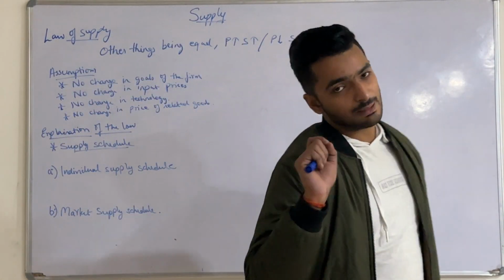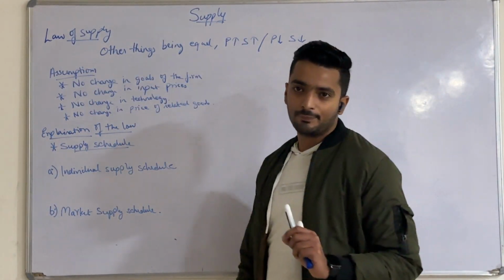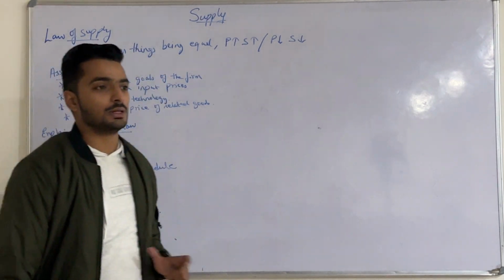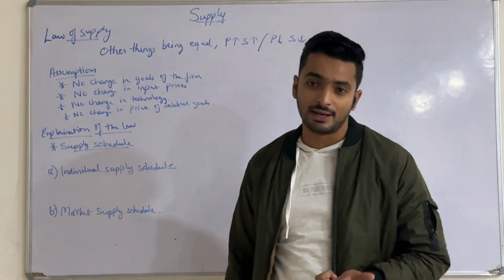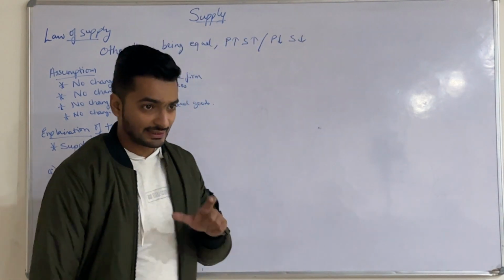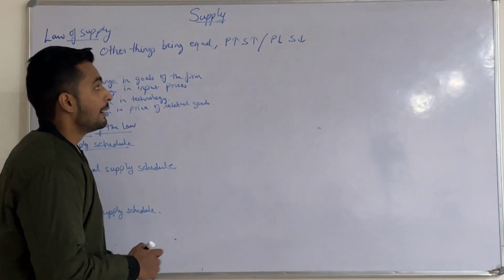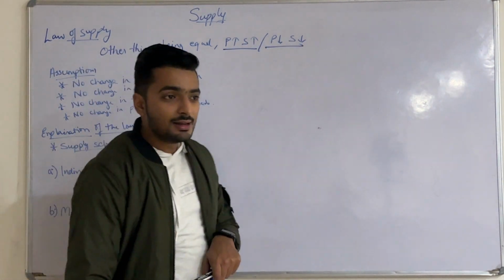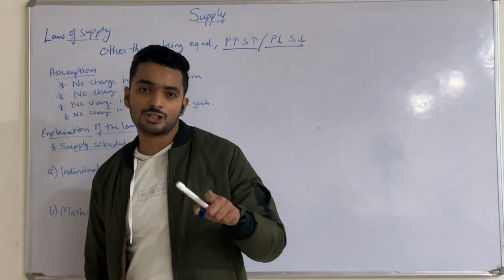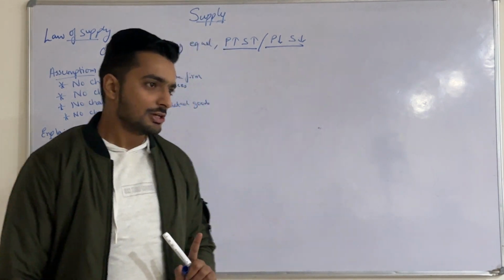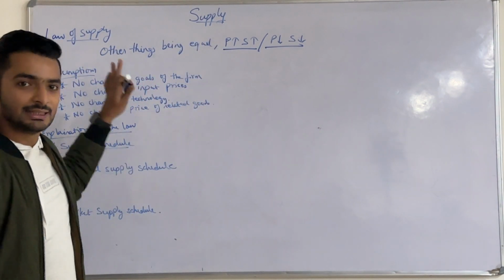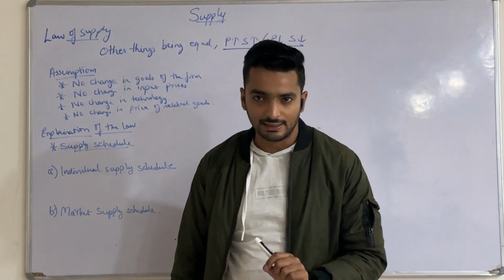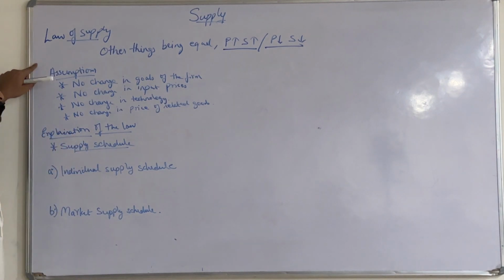Next topic of supply is the law of supply. Now what is the law of supply? The law of supply states that other things being equal, meaning other factors remaining the same except price. Price will increase, supply will increase, and when price decreases, supply will decrease, which shows a direct relationship between price and supply. So this is the law of supply, where other things remaining the same, price increases, supply increases, and price decreases, supply decreases.